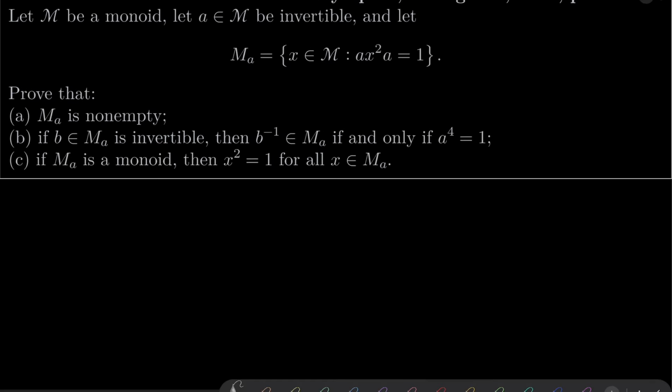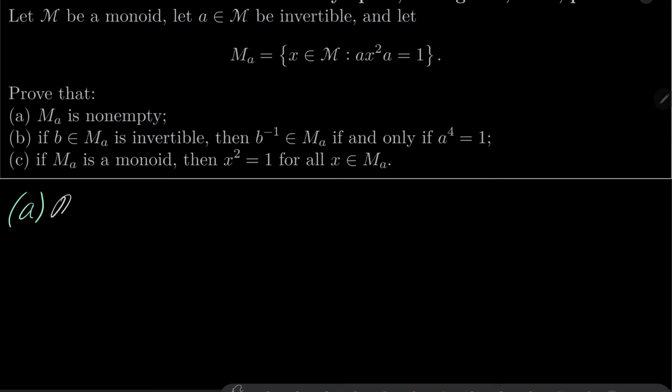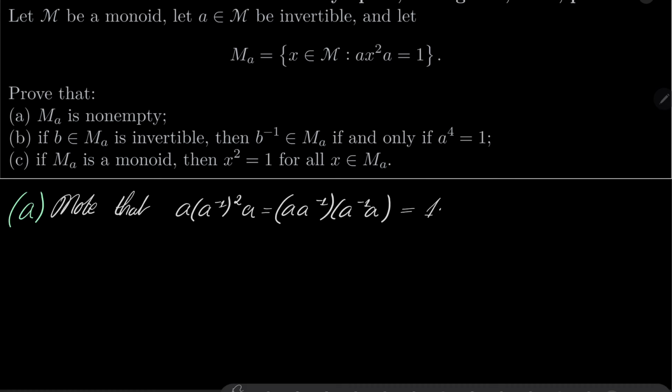Alright, so let's start with part A. Note that A inverse to the second power A, it's A inverse A. We can group it in any way which we wish because our operation is associative. So it's 1 operation 1, which is 1, which means A inverse is in M sub A. In particular, it is non-empty.